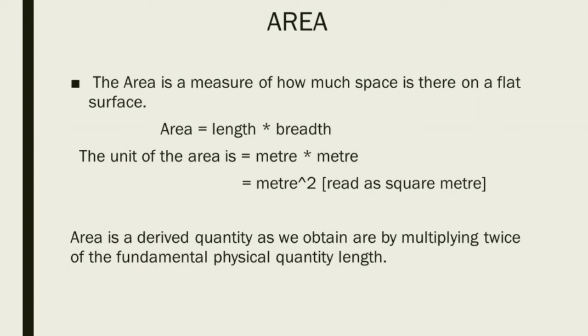Now we are going to see the derived quantity area. The area is a measure of how much space is there on a flat surface. So what is the formula to derive the area? Area is equals to length into breadth. The unit of area is meter into meter. So meter square. I'll read as square meter. So area is a derived quantity as we obtain it by multiplying twice the fundamental quantity length.